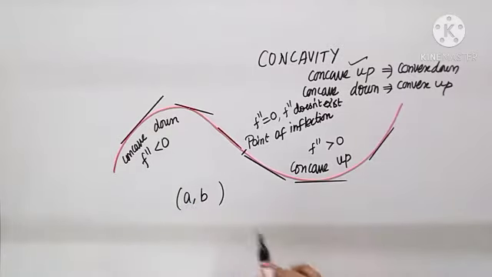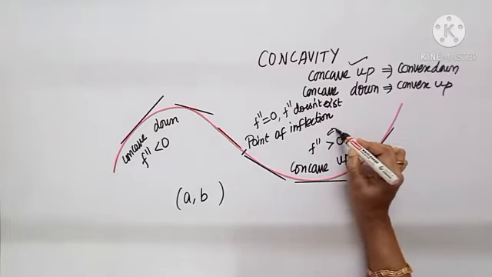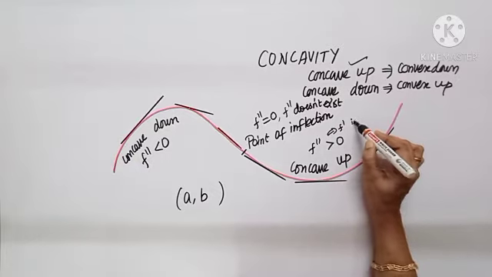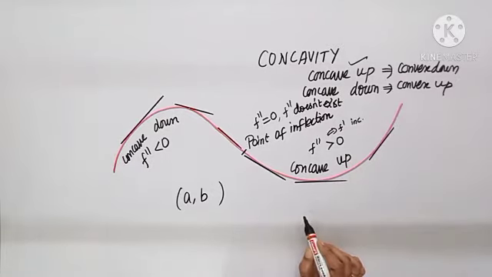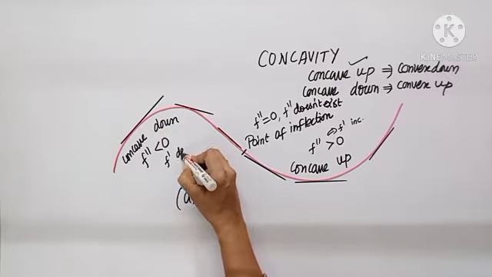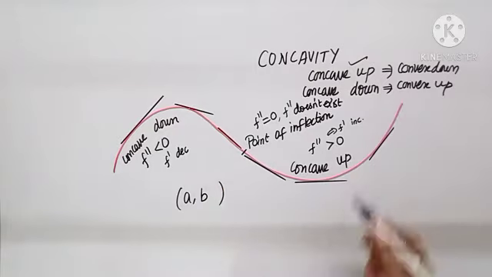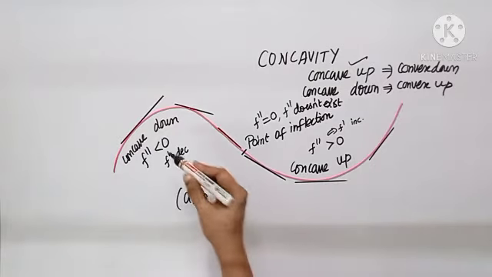In other words, I can say f double dash positive, in other words, f dash increasing function. f double dash less than 0 tells me f dash decreasing function. So if I write like this also, the meaning is concave up and concave down.